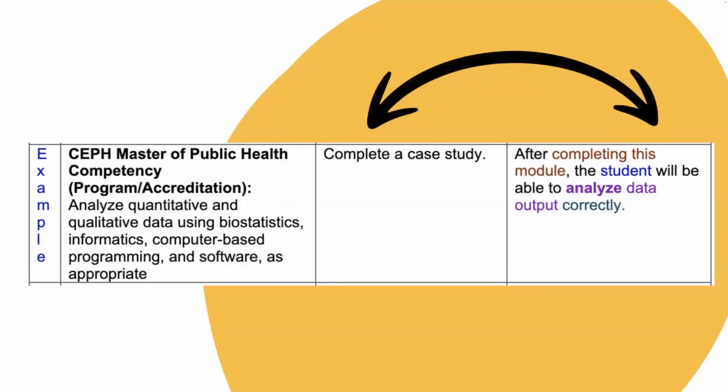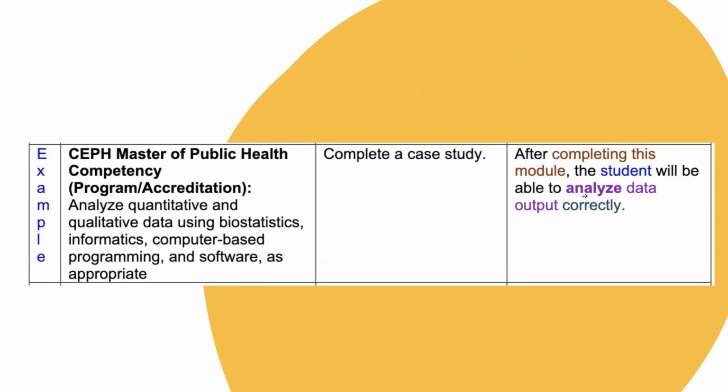We have completed case study is the assessment. So then we're going to talk a little bit about this case study. So it would be a case study where the students would have to answer questions based on the data inside this case study. We'll say it is an epidemiology course. And so then after completing the module, the students will be able to analyze data output correctly. So they might have data in this case study that they then have to analyze. And by grading the assignment, you'll know that they were either able to analyze it correctly or incorrectly. So we have those two are aligned together.